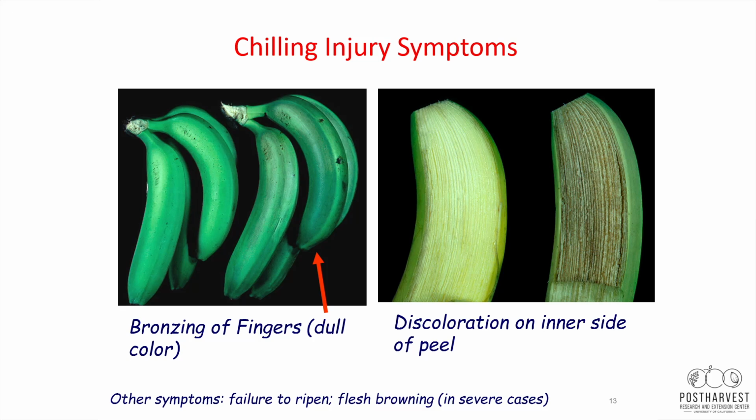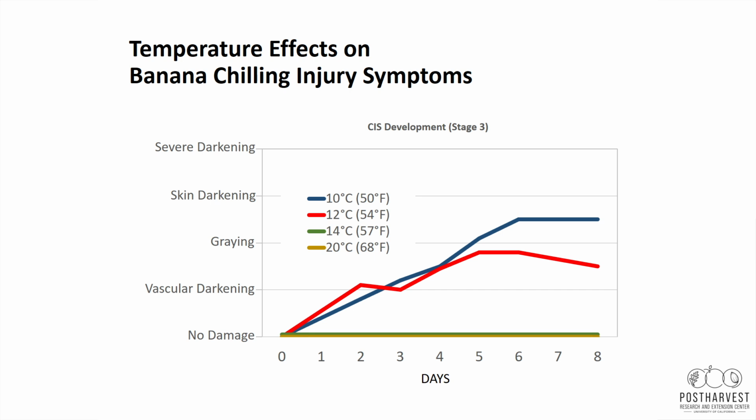So other symptoms then would be failure to ripen, and in very severe cases you can have browning of the flesh. Again, this just shows you how quickly that chilling injury can develop. So this is no damage, vascular darkening in the peel, graying of the peel, skin darkening, and severe darkening. You can see that when the fruit are held either at 50 or even at 54, within 2 days you can start seeing these symptoms occurring on the peel of the fruit, whereas the fruit that was held at 57 or 68 degrees showed no symptoms.